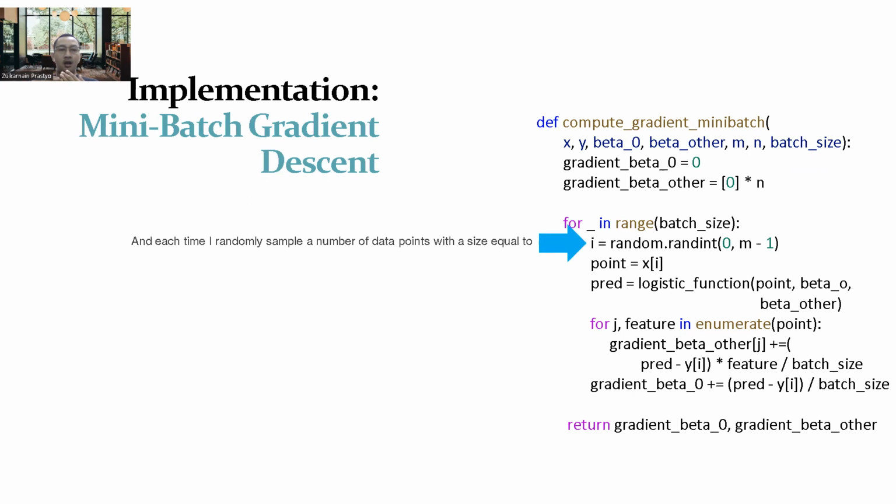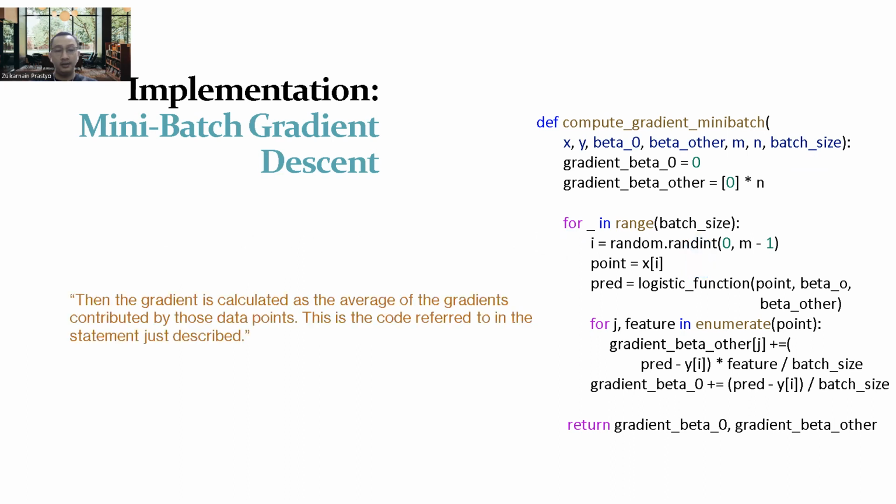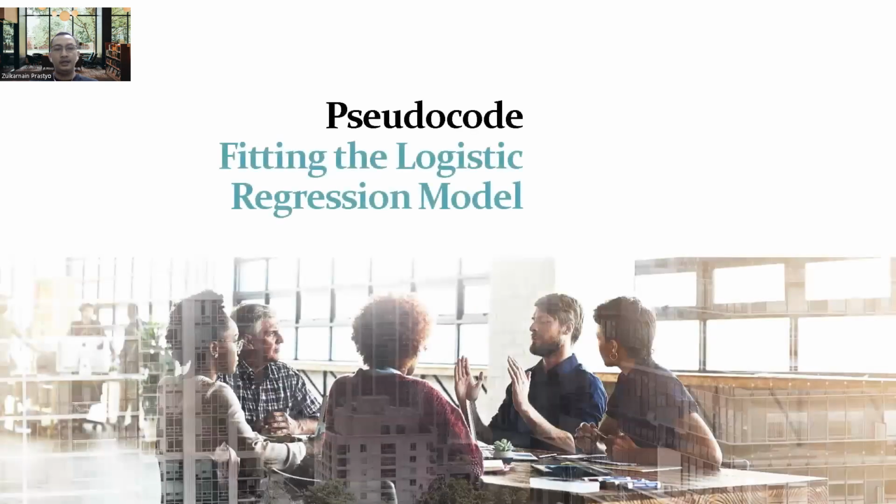Then each time I randomly sample a number of data points with size equal to batch size. Then the gradient is calculated as the average of the gradients contributed by those data points. This is the code referred to in the statement just described. Okay, I will guide you, but this is the code for fitting the logistic regression model.